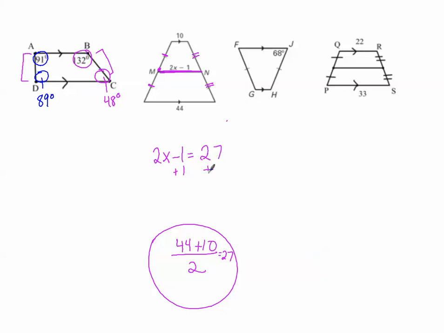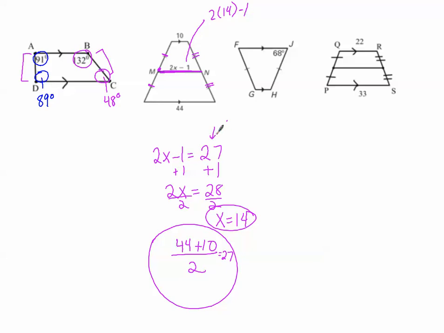Now I just want to algebra 1 this. 28. So x equals 14. If I need to find the mid-segment, which it doesn't really ask me anything in particular, but let's say it wanted the length of the mid-segment, I'd be plugging 14 in. So 2 times 14 is 28, minus 1 is 27, which I already knew. So that's going to be 27.